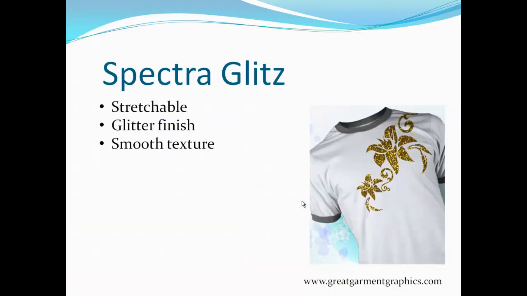The next one in our lineup here is Spectra Glitz. Spectra Glitz is a bling material. It has a very nice glitter finish to it. It is a smooth texture, so if you run your hand across it, you're not going to feel any roughness or any texture to it, but it's a very smooth feel, and it's got a nice pop to it. It is a stretchable film similar to the Alloy, so on any type of your gymnastics uniforms or any of those types of garments, it works very well in being able to stretch and move with the garment. So another very nice material that we have available.